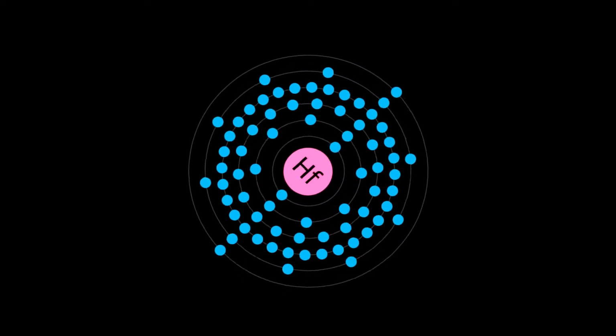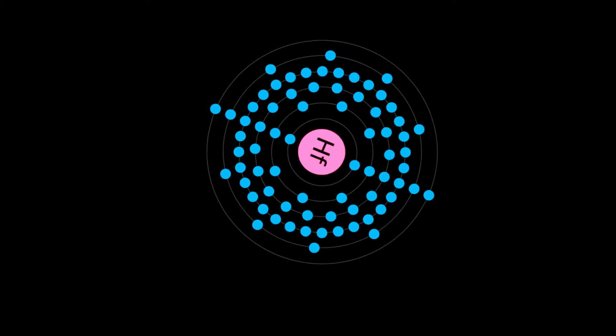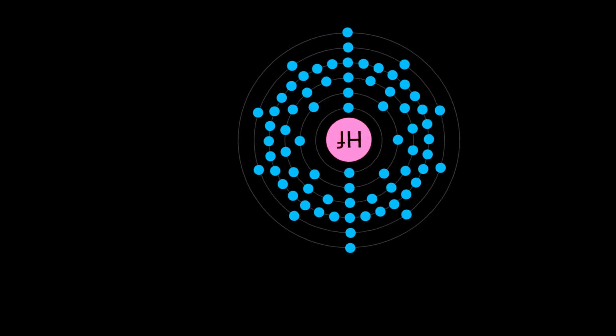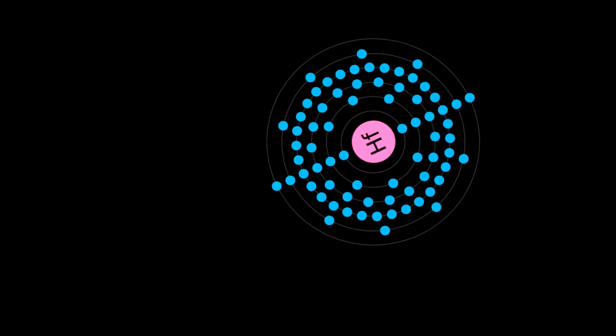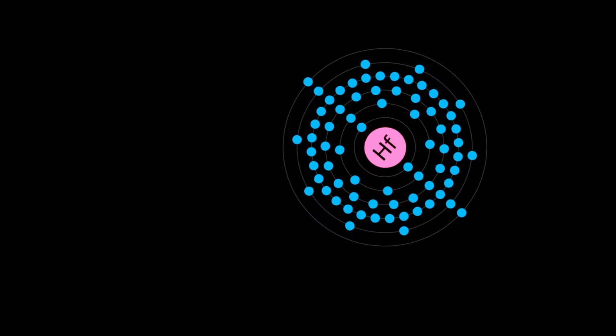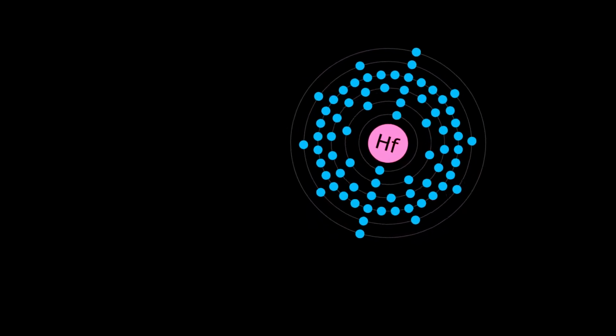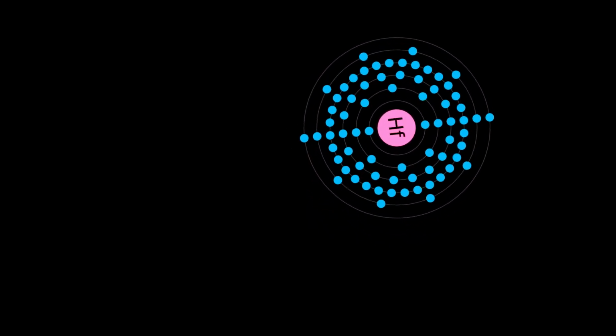Hafnium is a chemical element with symbol Hf and atomic number 72. A lustrous, silvery gray, tetravalent transition metal, hafnium chemically resembles zirconium and is found in many zirconium minerals.